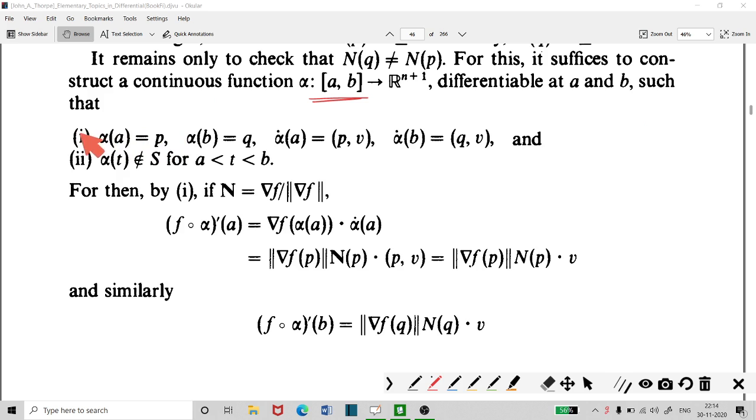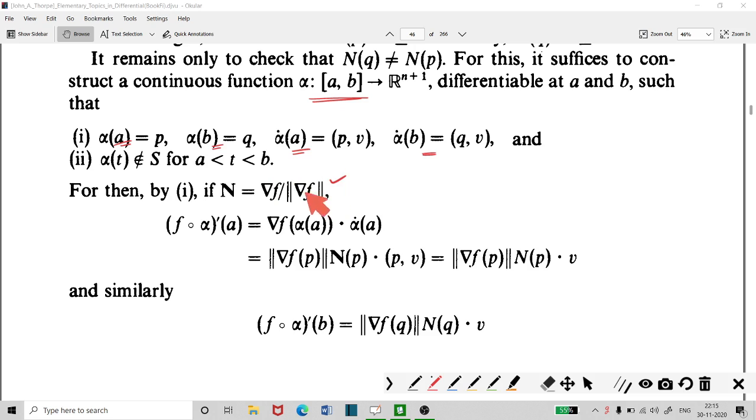So what are the conditions? We construct alpha in such a way that alpha of a is equal to p and alpha of b coincides with q. Alpha dot, the velocity vector, alpha dot of a should coincide with this, and alpha dot of b again coincides with this one, and alpha of t will not be a point of S for all a less than t less than b. Once you construct such a curve, you can easily prove that n of p can never be equal to n of q. Because once we have constructed this alpha, we know that there are exactly two possibilities for the normal vector field.